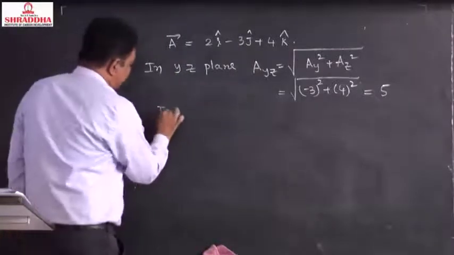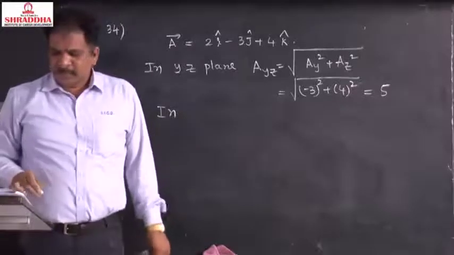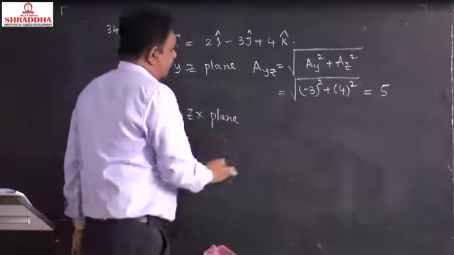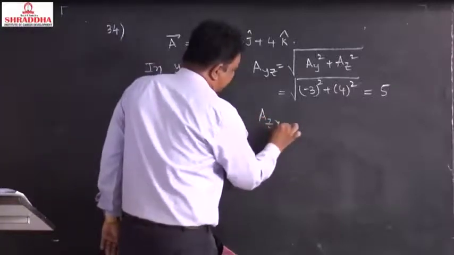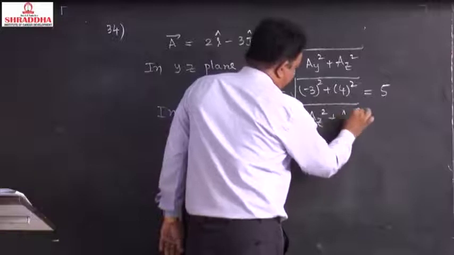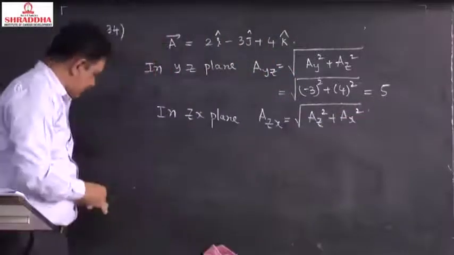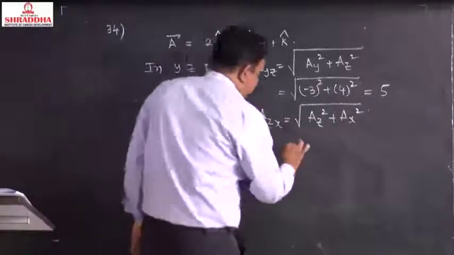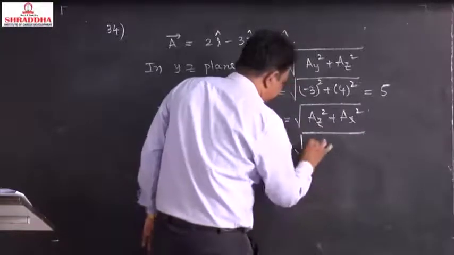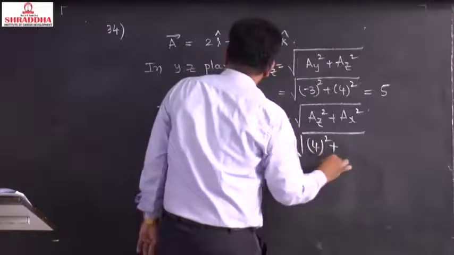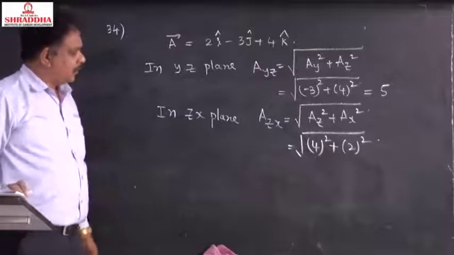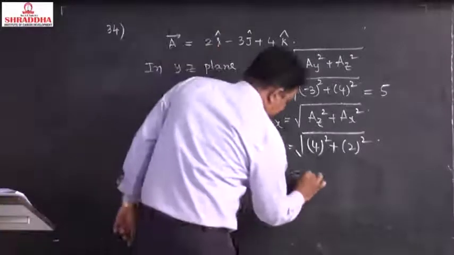Next, in the ZX plane, A_ZX is equal to the square root of AZ square plus AX square. So AZ square value will be 4 square, AX square will be 2 square. So this value is root 20.